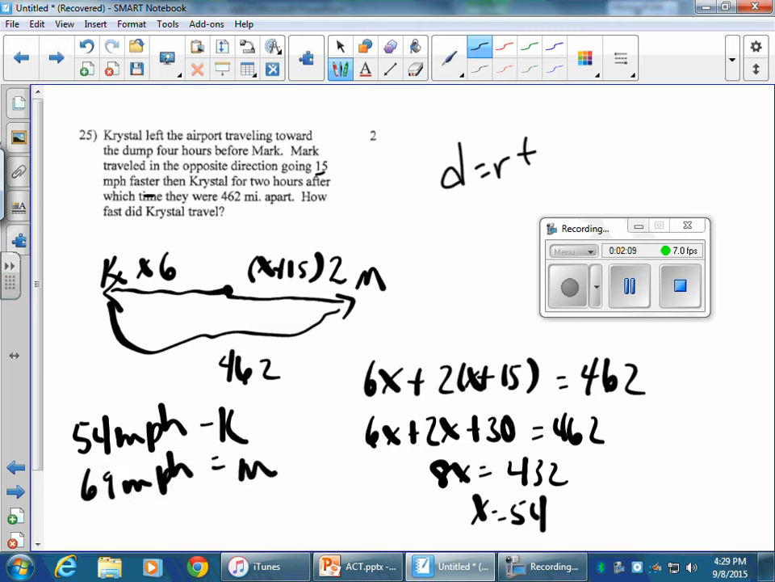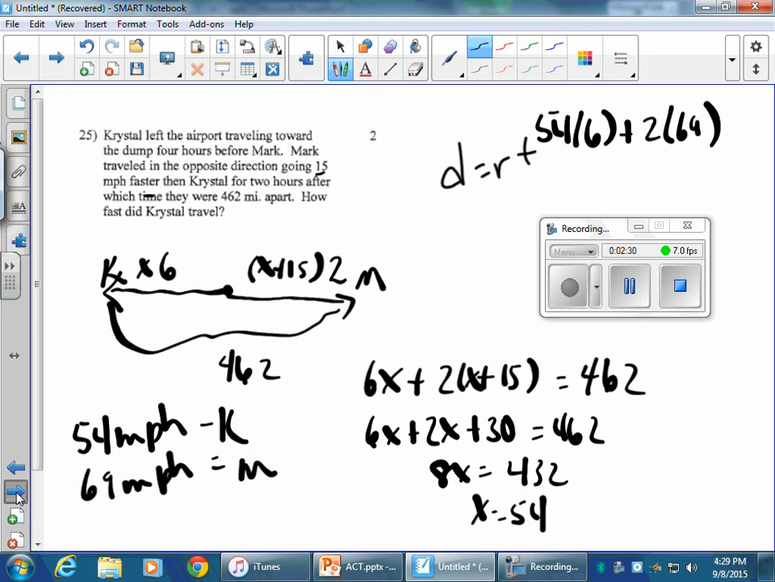And let's just double check it. If she traveled for 6 hours at 54 miles per hour, and he traveled for 2 at 69 miles per hour, would that give me 462 miles apart? And I just typed it in the calculator, and it is 462 miles. So you can double check your answer like that.